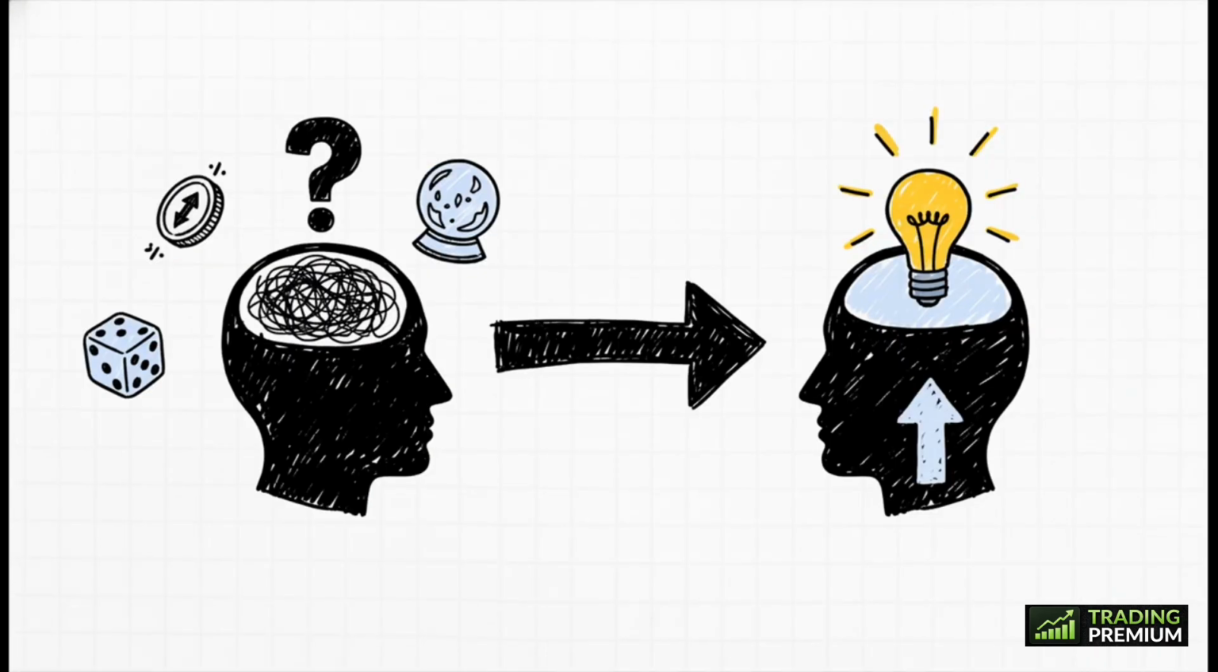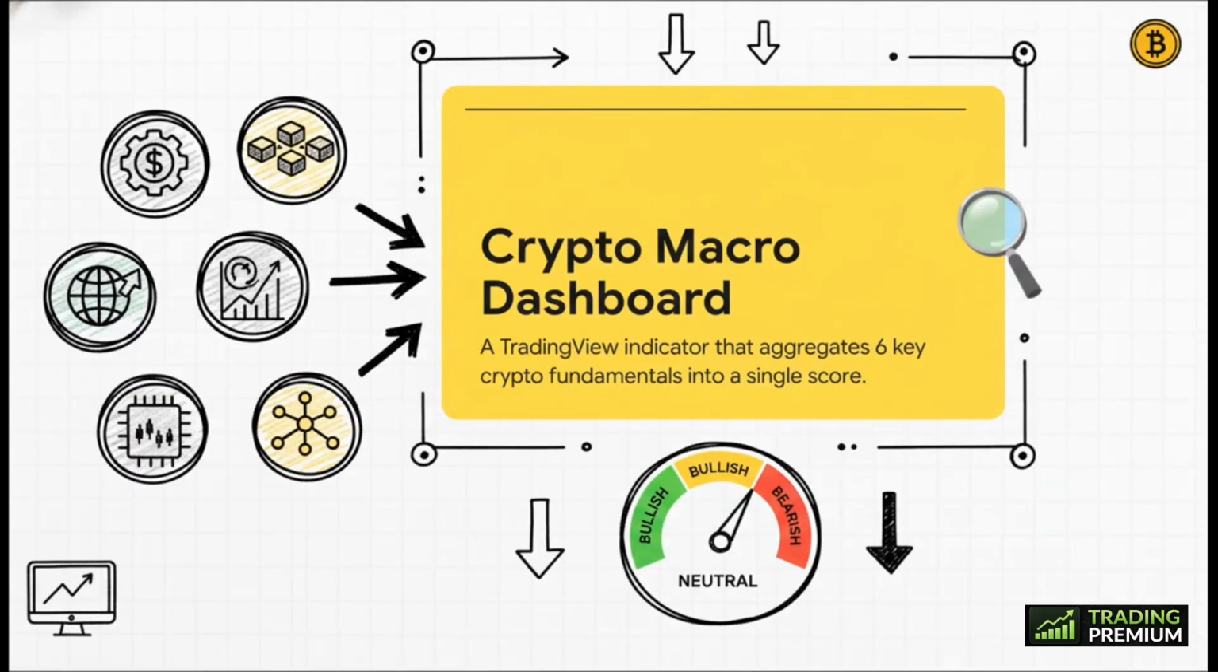Okay, but what if you could finally stop all the guesswork? What if you had a data-driven tool that literally showed you which way that giant current is flowing before you even think about placing a trade? Well, that's exactly what we're talking about today. So let me introduce you to the Crypto Macro Dashboard.